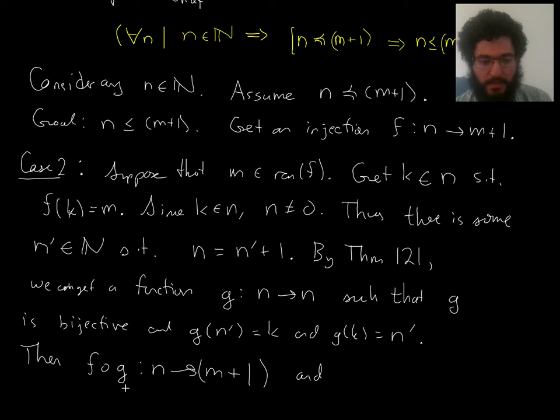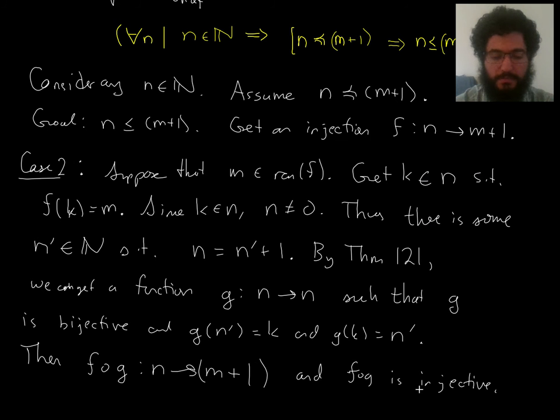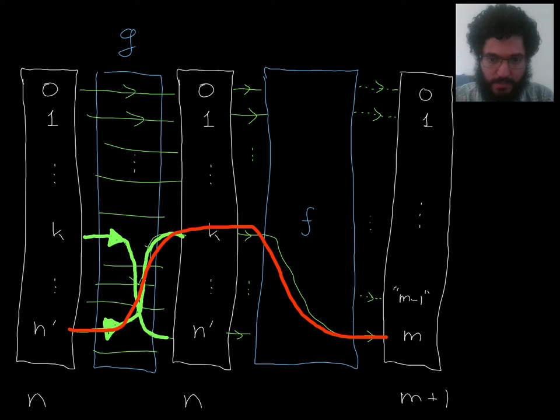So then f composed with g. We didn't really need that g is a bijection, actually. We just need that g is an injection, right? Then f composed with g is injective, thanks to Theorem 78, Part 1. All right, so far we've got our composition from beginning to end here, and we know that it's injective. Now, let's verify this part of the picture that I keep pointing out, that n prime goes to m.